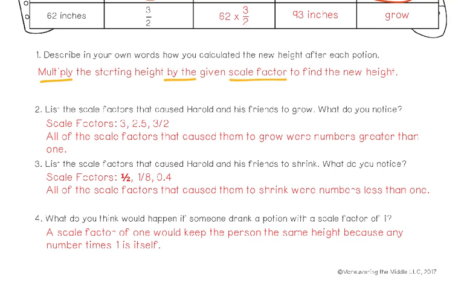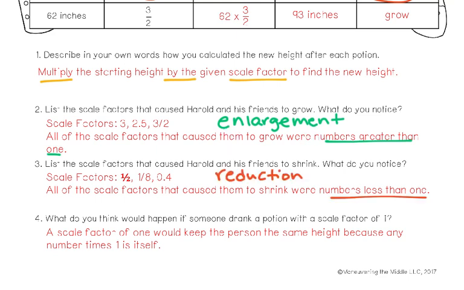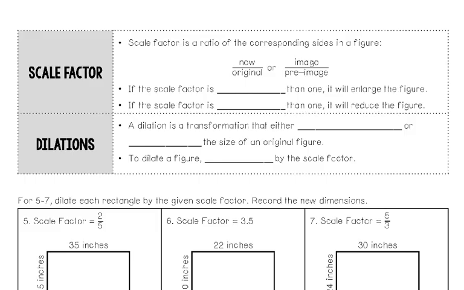Alright, number 1, the big key. You always multiply by the scale factor every single time. If your scale factor is greater than 1, it will cause your figure to grow. So that's called an enlargement. On the other hand, if the scale factor was less than 1, it would cause Harold and his friends to shrink. That's called a reduction. And finally, if the scale factor was 1, it wouldn't change the shape at all. We can think of scale factor like a magic potion that's going to change the size of a figure.